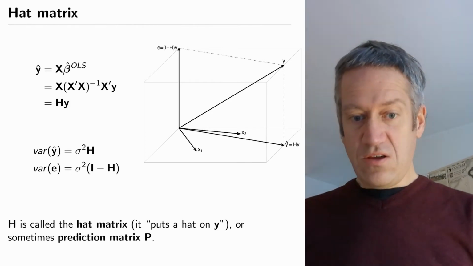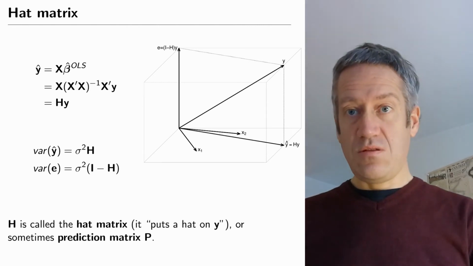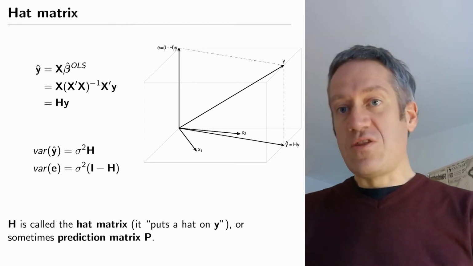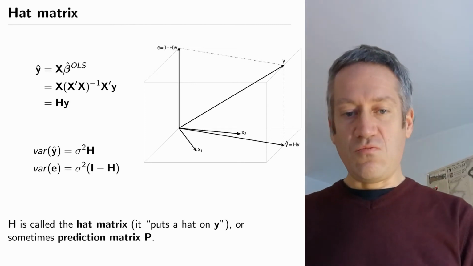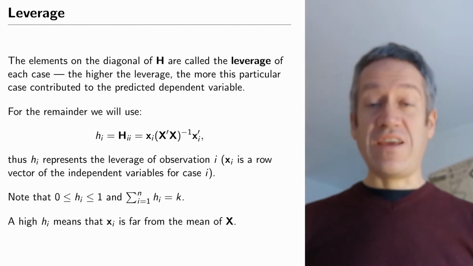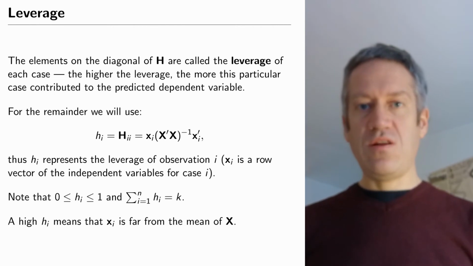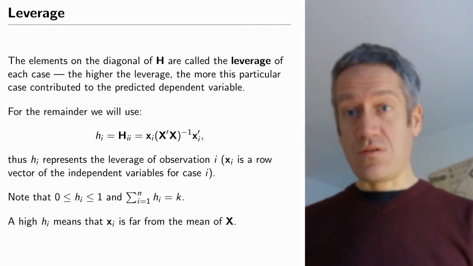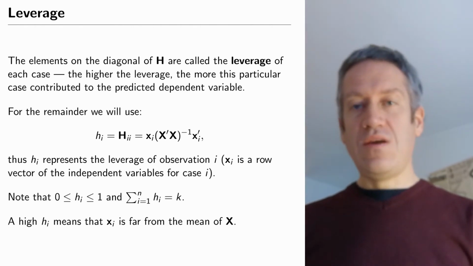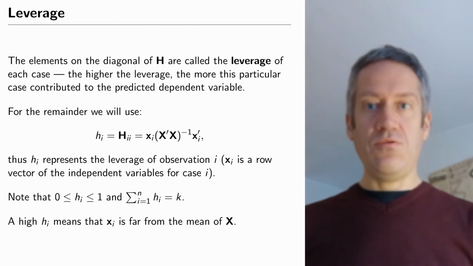The variance of the predicted value is the overall variance times this projection matrix. The variance of the residuals is the projection in the remaining space, so it's the identity minus this matrix. Now there's something specific about the diagonal of this projection matrix. We talked in the previous slide about the leverage. The leverage is the amount of influence a particular point potentially has on the regression output.